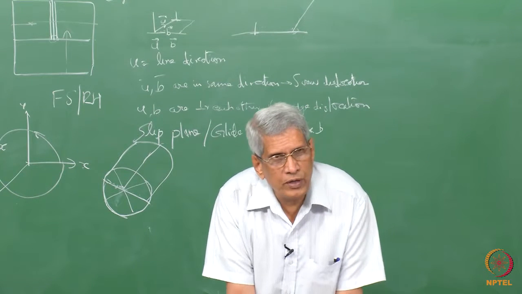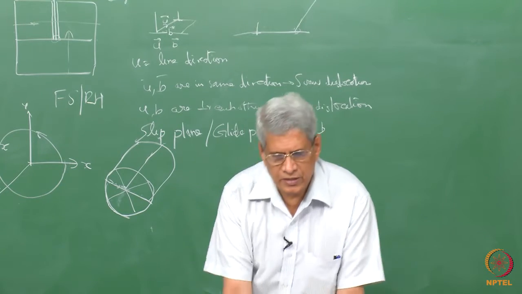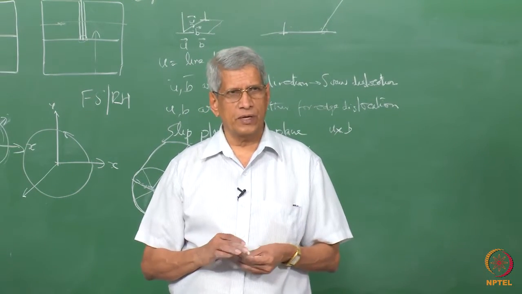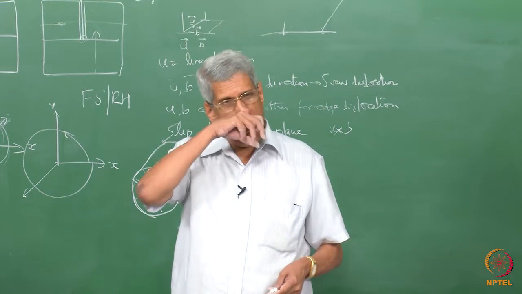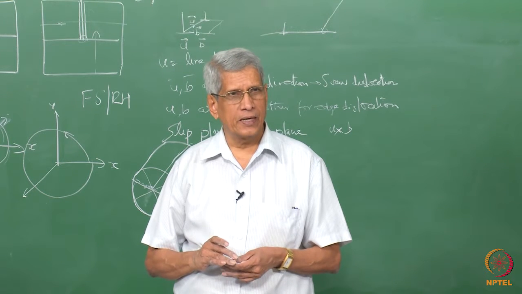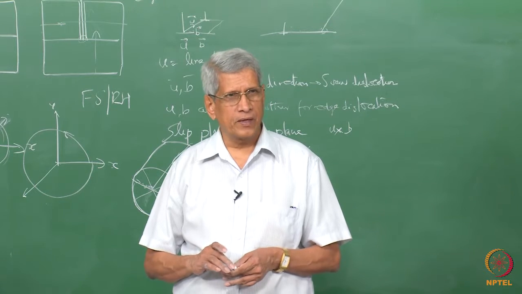What are the types of dislocations which we can have? We have considered a screw dislocation, we have considered an edge dislocation. There is another type of dislocation which can occur, which we call Frenkel dislocations, or these are also called prismatic dislocations.